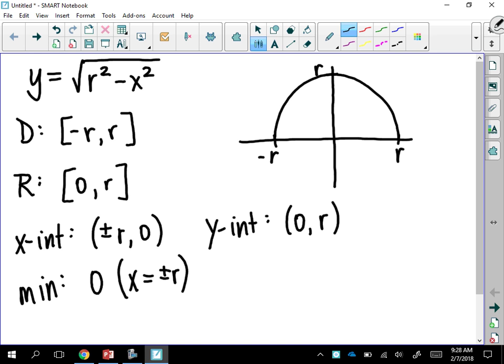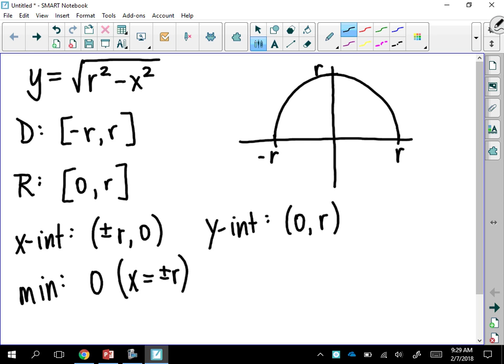And then what's the maximum? r, and where does it occur? At x equals 0. So the maximum is a y-coordinate of r, which occurs at x equals 0. And there's really not any end behavior here. End behavior would indicate what happens as the graph goes towards infinity or negative infinity, and it's not doing that. It has definitive stopping places, definitive endpoints. So I don't see any reason for us to talk about that.